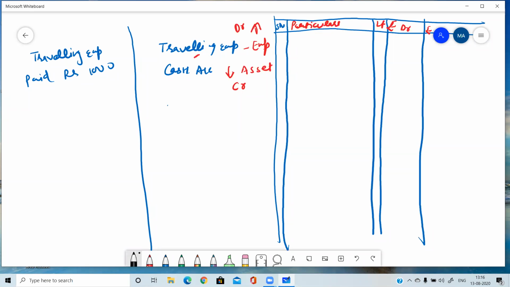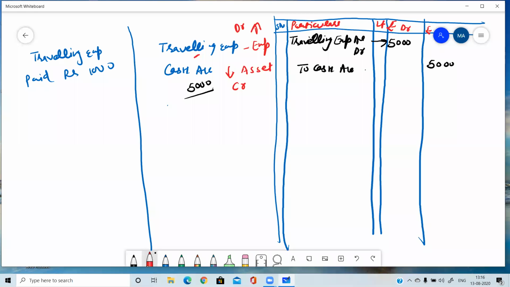So the entry will be like this. We need to write like this: traveling expenses account debit to cash account. And the amount, whatever the amount is given, suppose it is 5,000. So 5,000 in the debit column. Please see to it how I am writing, because the method of writing is very important in the journal. Debit amount will be written in front of the debit account, and credit amount will be written in front of the credit account. You cannot write like this, 5,000 here and 5,000 here. In front of the account you need to write the amount.